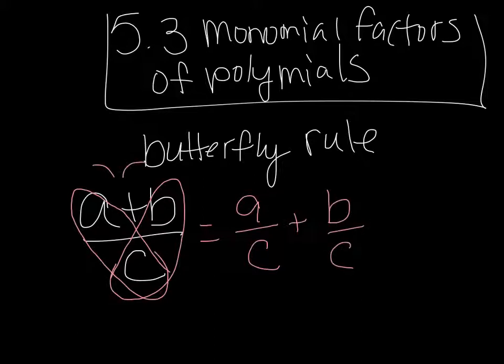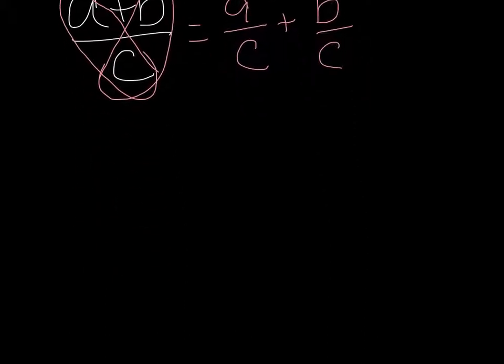Notice that you can draw little antennas. It looks like a butterfly. Use your imagination. And the other thing that I want to point out, since this was A plus B, this is A over C plus B over C. If this was a subtraction sign, that would be a subtraction sign. That looks more like a butterfly than that. Okay.